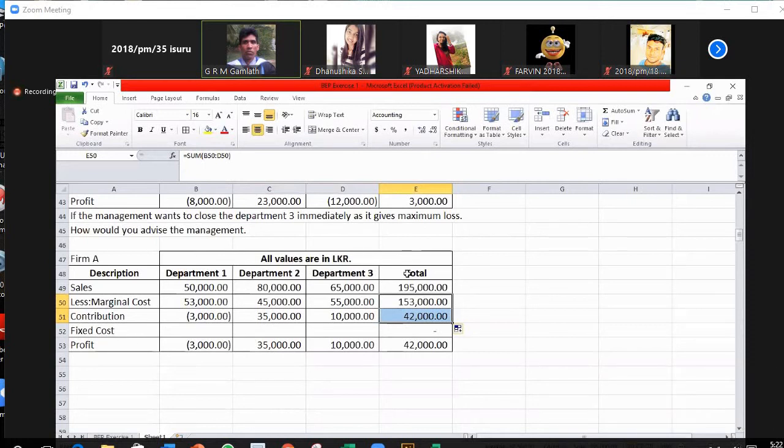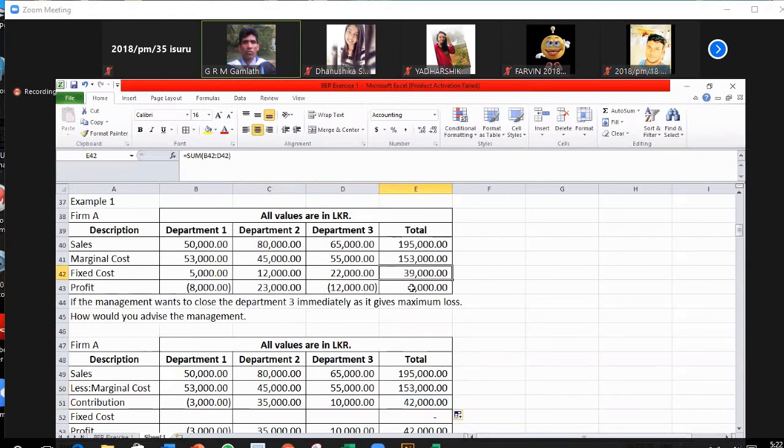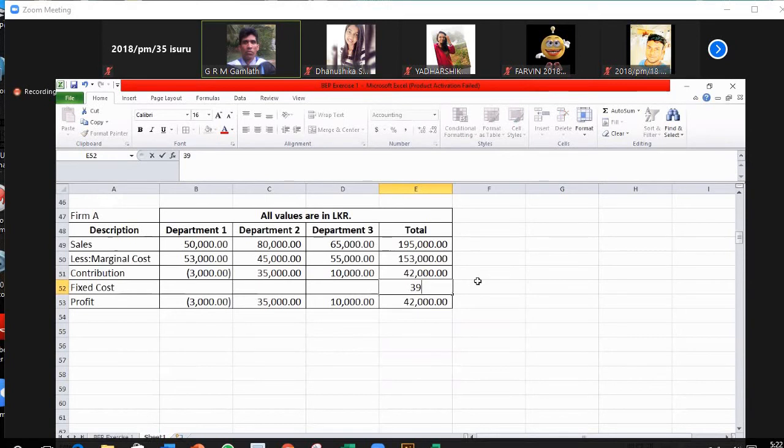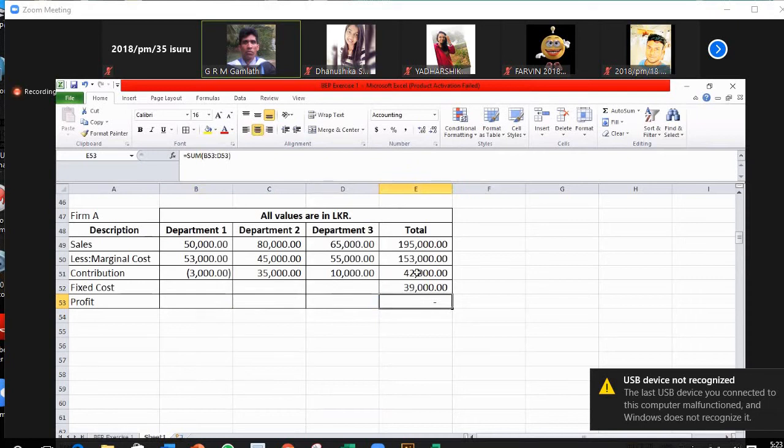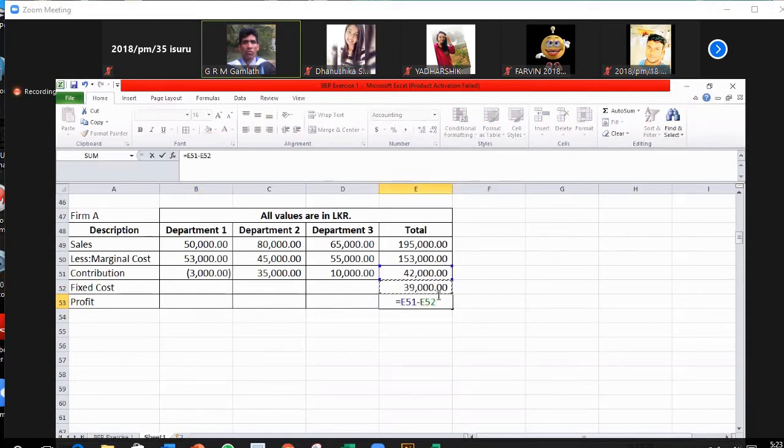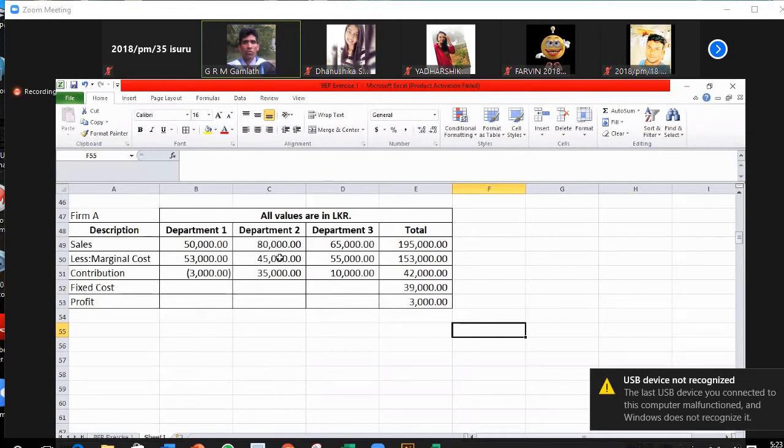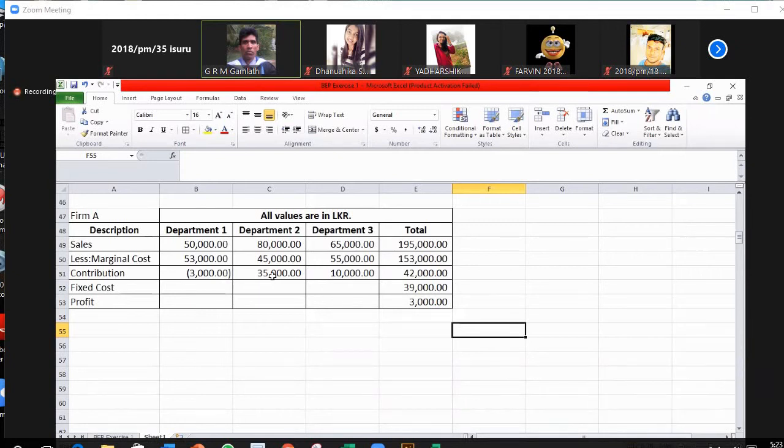The fixed cost here we can get as the total fixed cost, and for the department three we need the total contribution here, 39,000. We don't need profit here, profit no need. Then all together we can get 3,000 profit. So according to the marginal cost concept, department one has 3,000 negative contribution, department two 35,000 rupees positive contribution, and here 10,000 positive contribution.